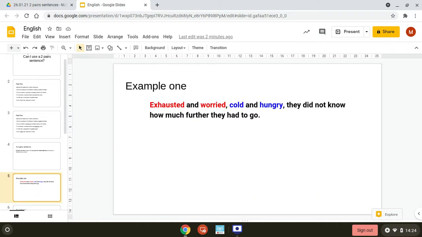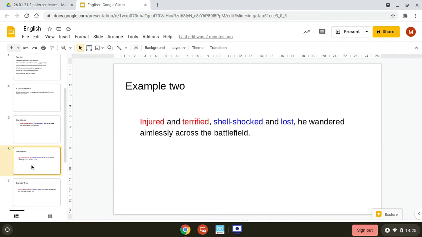Exhausted and worried, cold and hungry, they did not know how much further they had to go. So we get the first pair of related adjectives and a comma, and the second pair of related adjectives and a comma, and then the final part of the sentence. So the adjectives that you choose relate to this last part of the sentence and how they would be feeling if they didn't know how much further they had to go. Let's look at another example.